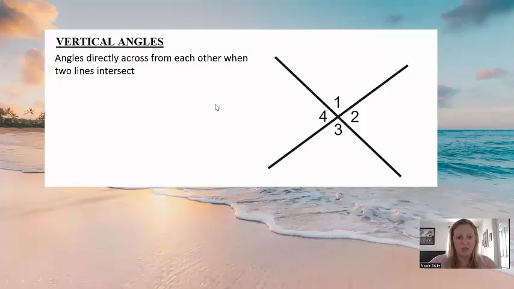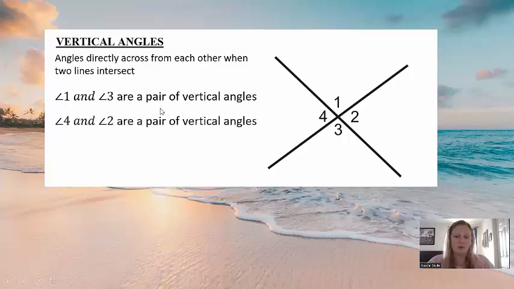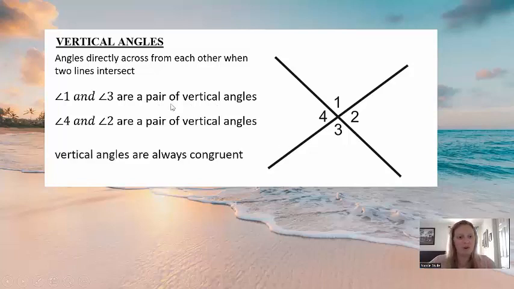from angle 4. So we would say that angles 1 and 3 are one pair of vertical angles, and angles 4 and 2 are another pair of vertical angles. A very important property that vertical angles share is that they're always congruent to each other. So therefore, angles 1 and 3 are congruent, and angles 4 and 2 are congruent.